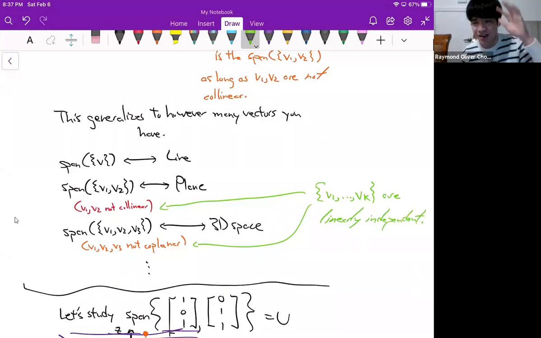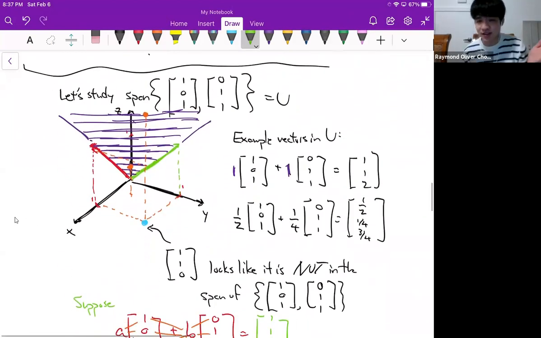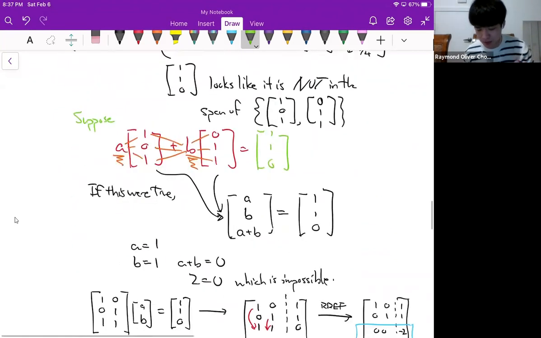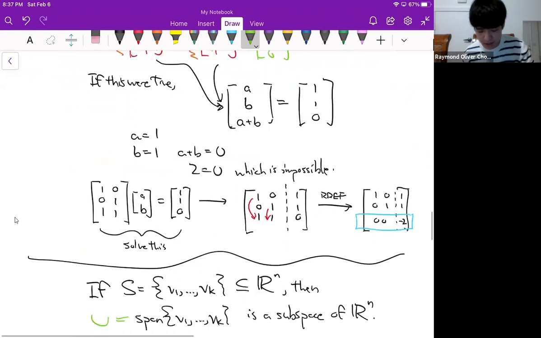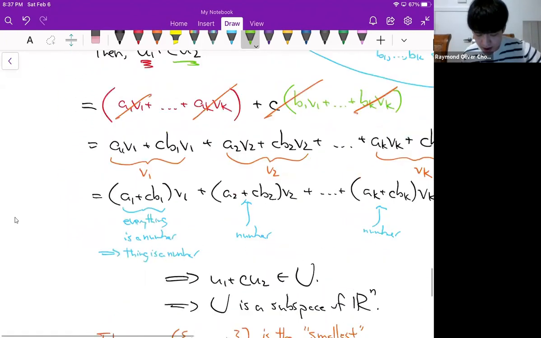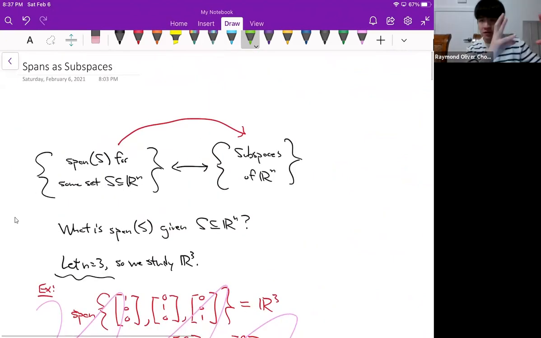I'll talk more about that next time. We looked at the span of 2 vectors, we studied the plane, and we showed that if you're outside the plane, then you're not a linear combination. And then finally, we showed that the span of k vectors is a subspace of R^n. So that concludes that if you're a span of something, then you're a subspace, right?